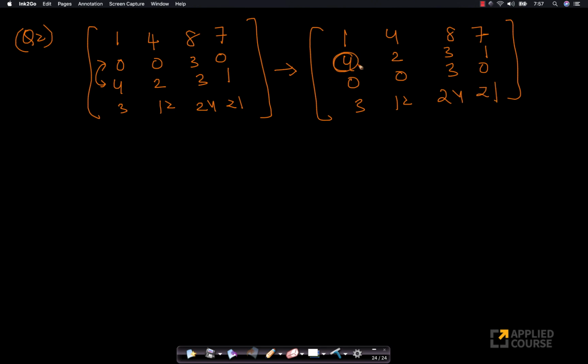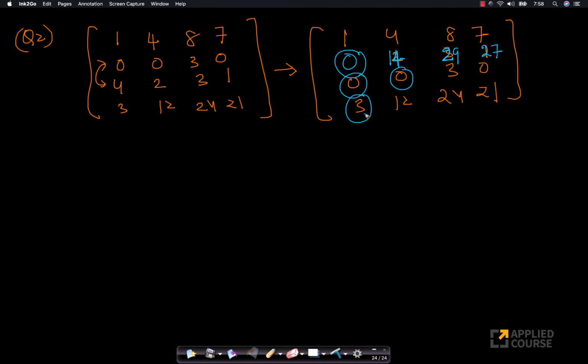Now I want to make this 0. How do I make this 0? This into 4 minus this. Very simple. I'll multiply 4 with this and subtract this. So 4 into 1 is 4 minus 4 is 0. So this becomes 0. 4 into 4 is 16, 16 minus 2 is 14. 4 into 8 is 32, 32 minus 3 is 29. 4 into 7 is 28, minus 1, 27. So this has become 0, this has become 0, this is already 0.